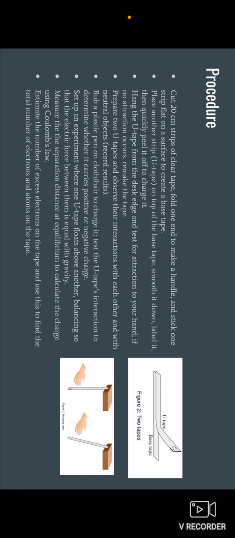In order to also create a charge, you would rub it on clothes and hair to create some sort of interaction, and then use that to determine whether or not it's carrying a positive or a negative charge. And then you set up the U tape so that it would float against the other one, and then you do the experiment to determine how much of a distance the two tapes would move away from each other against the force of gravity, what the separation would be. And then you use that to find the excess electrons and total number of electrons.